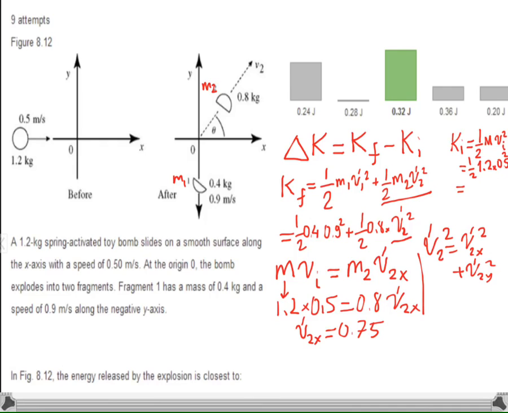So to find v2 prime y, I have to write down the conservation of momentum in the y direction, right? Yes. Give me the value. 0.04 times 0.9. What is the momentum initially in the y direction? 0.